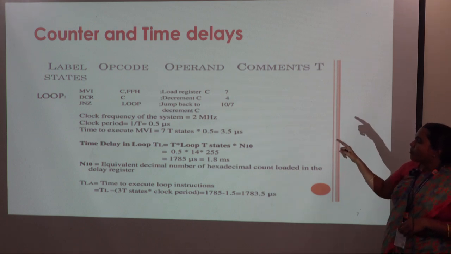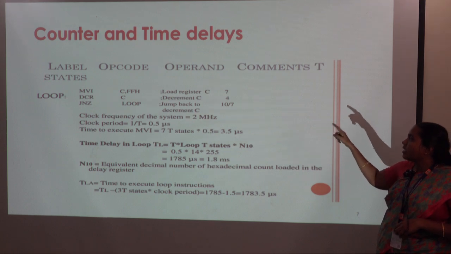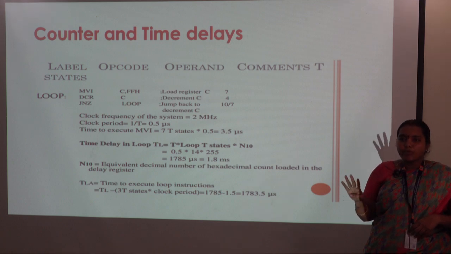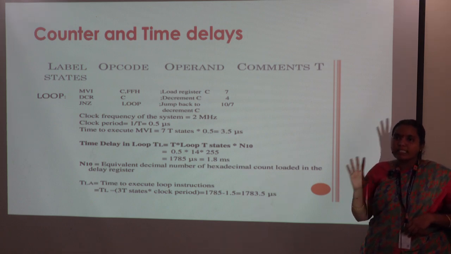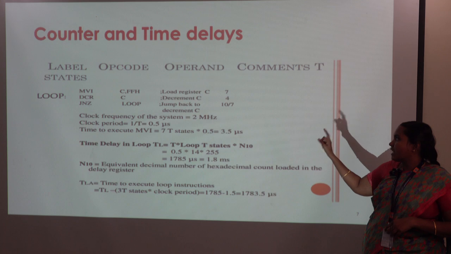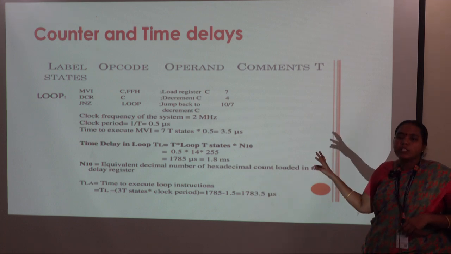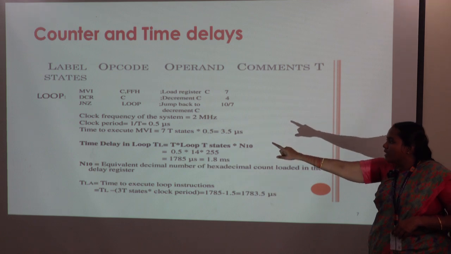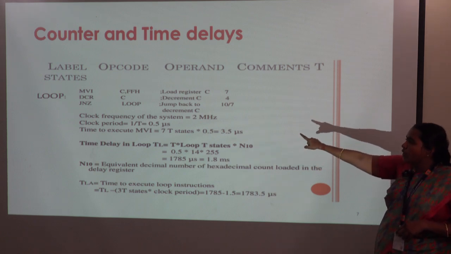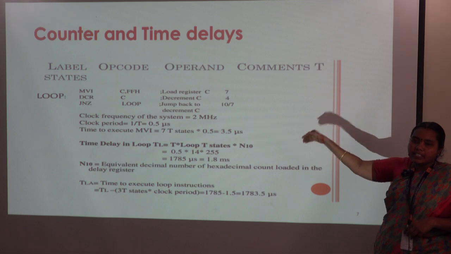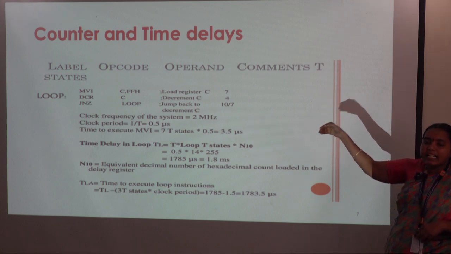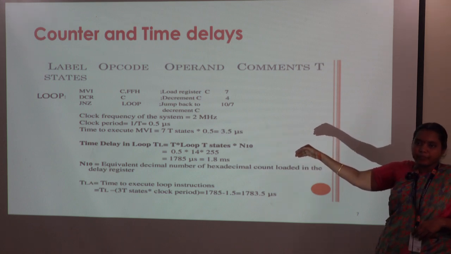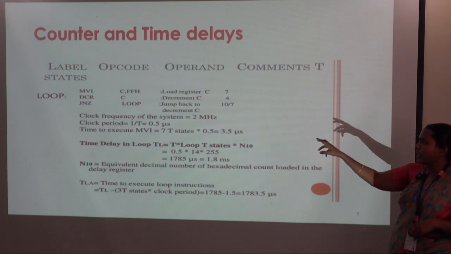Move immediate C, FF requires 7 T states, because the opcode fetch is 4 and the memory read is 3; 4 plus 3 is 7. Decrement C requires only the opcode fetch, so the T state is 4. Jump on no zero, within the loop, executes 10 states. If the condition is not satisfied, it exits from the loop and takes 7. Okay, these are the T states of this particular program.